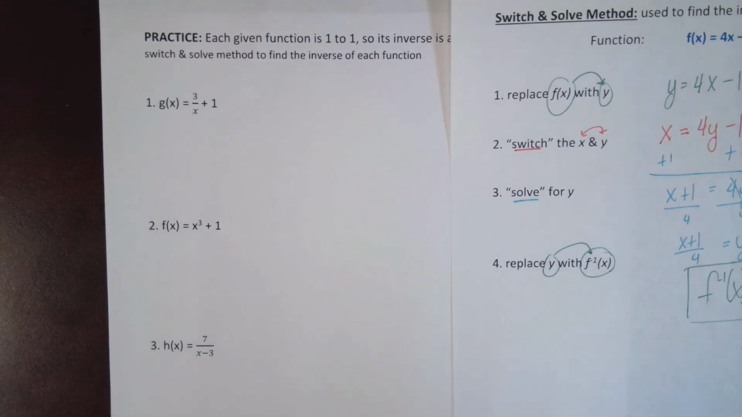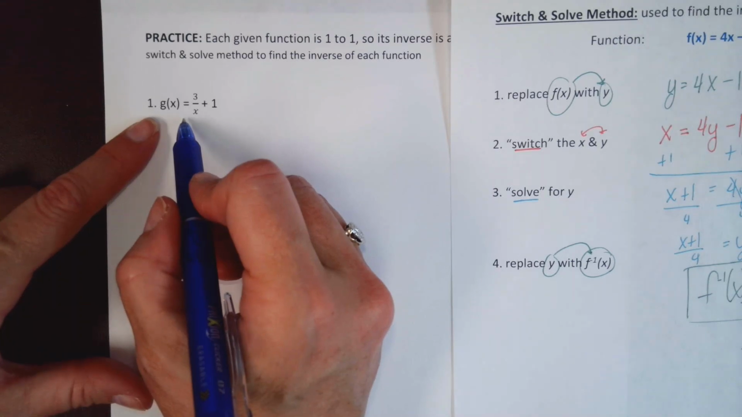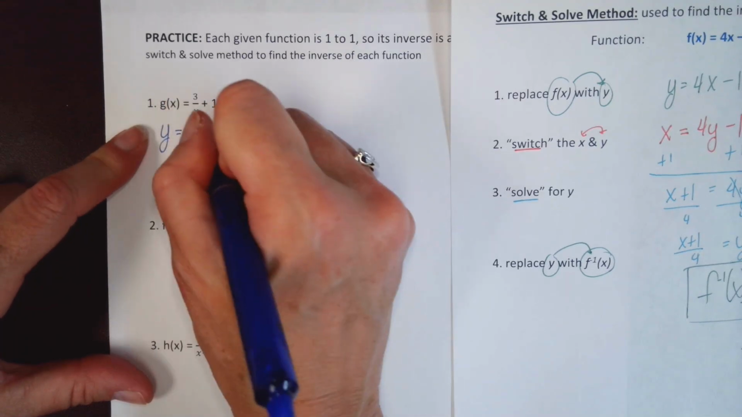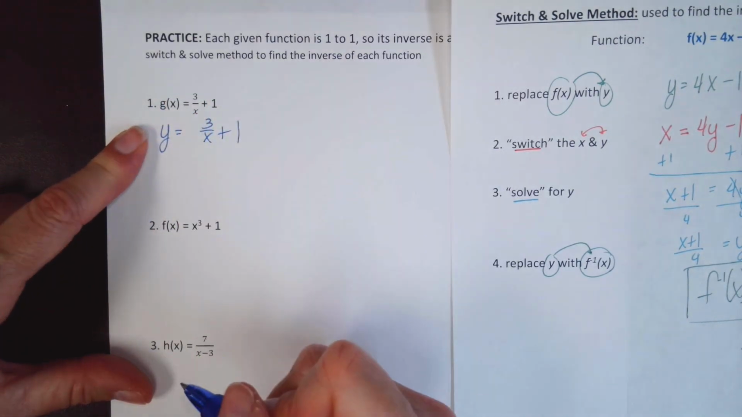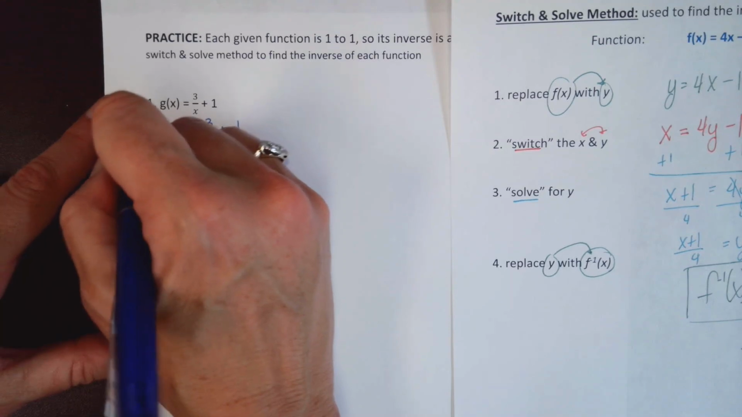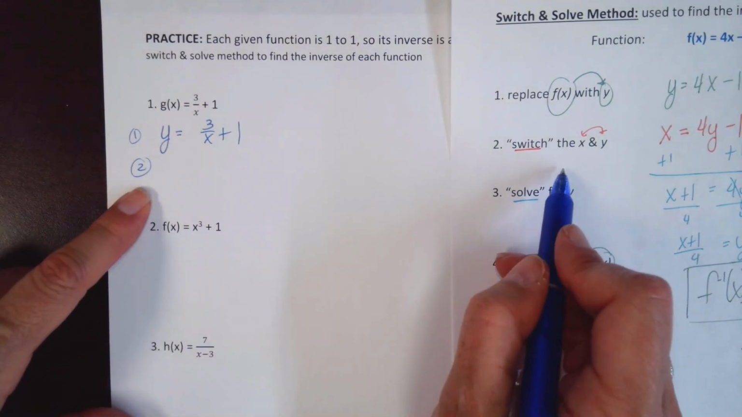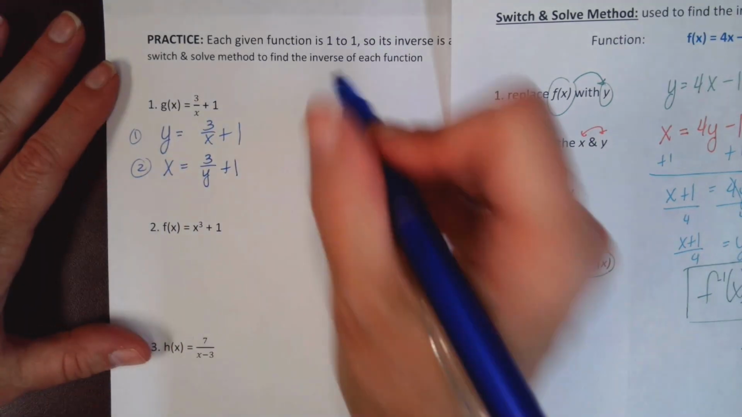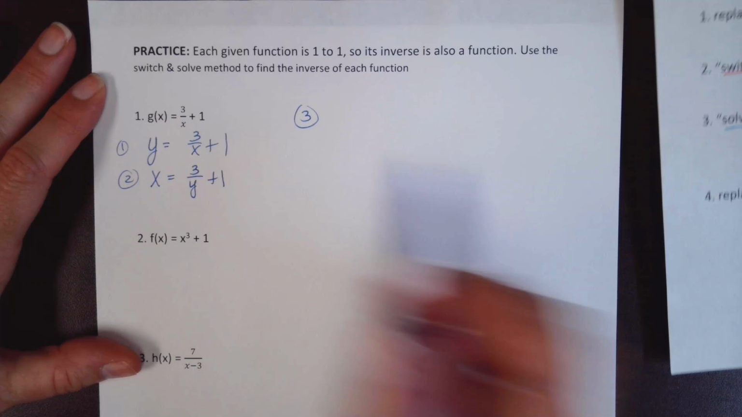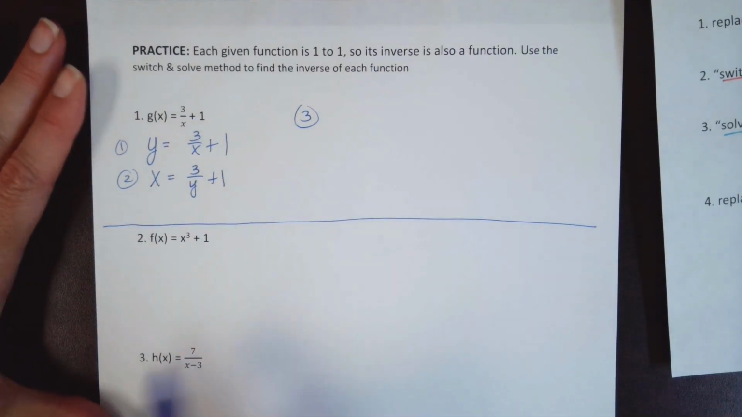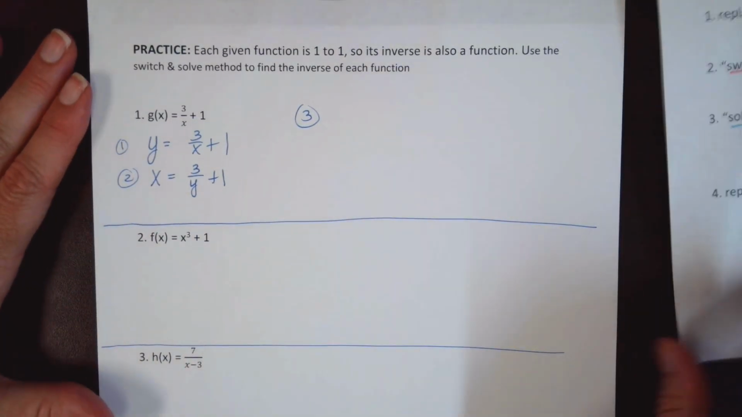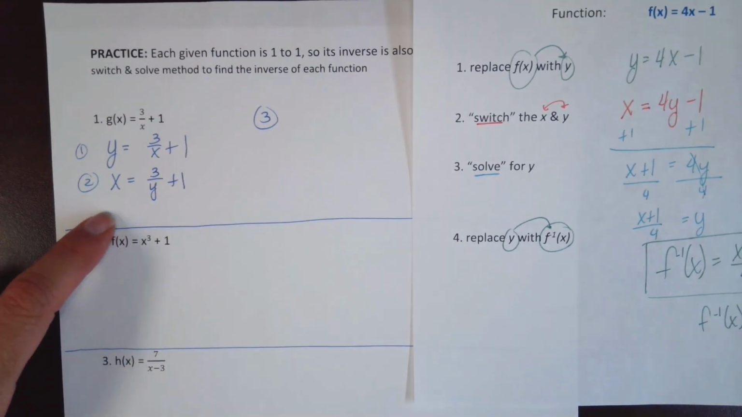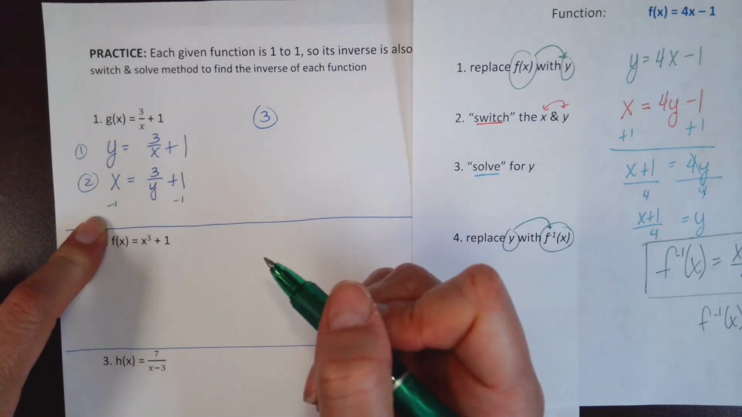Okay. Our first one, g of x, f of x, doesn't matter. We're going to replace our function notation with y. So y equals 3 over x plus 1. Our second step is to switch the x and the y. And then our third step is going to be to solve. Let me define our space a little bit so that I know we won't run out of room. Our third step is going to be to solve for y. So I'm going to start out by subtracting 1 from both sides.